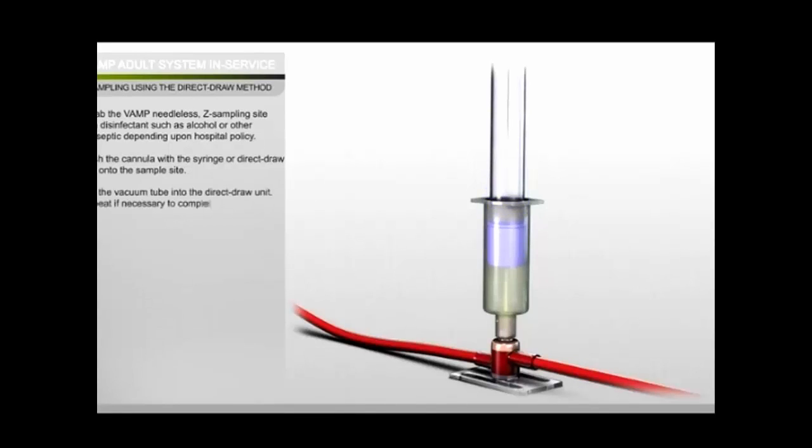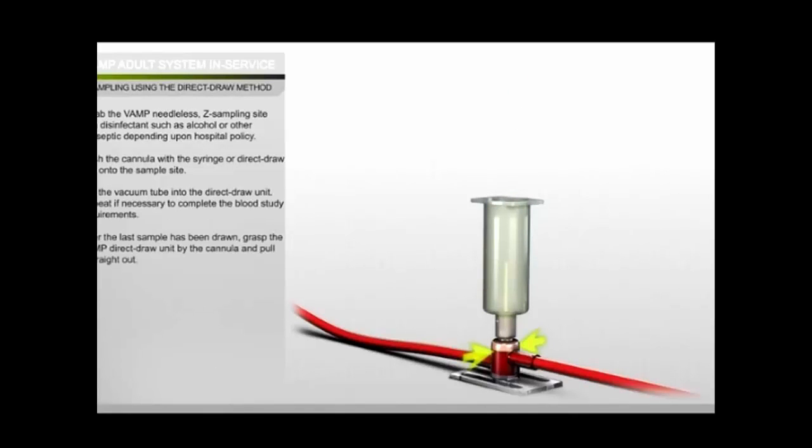Now, put the vacuum tube into the direct draw unit. Repeat if necessary to complete the blood study requirements. After the last sample has been drawn, grasp the VAMP direct draw unit by the cannula and pull it straight out. Once you have the samples drawn, you need to reinfuse the blood and clear the line.